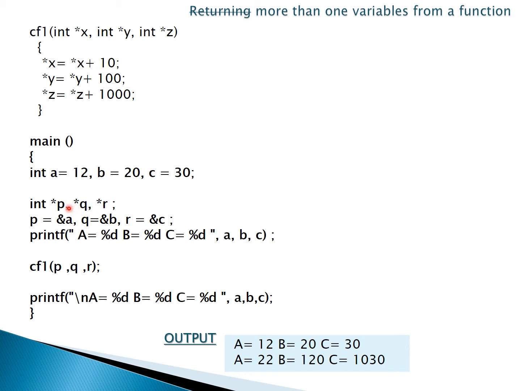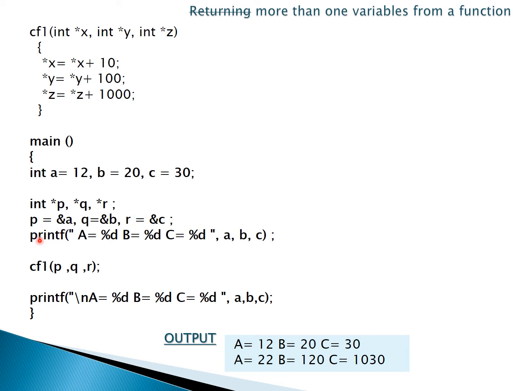So we have three pointer variables, and the type of these pointers is integer. The address of a will be assigned to the pointer p, the address of b or the second integer variable will be assigned to pointer q, and the address of c or the third variable, its address will be assigned to the third pointer, and this is the name of the pointer.